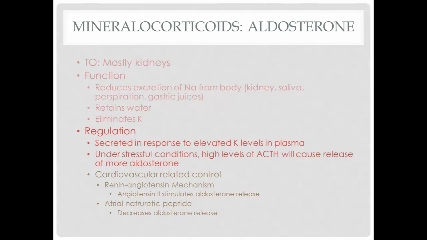Now there's also a cardiovascular related effect or control of the release of aldosterone, and I put this in brown because I don't want you to worry about it now. This is kind of a sneak preview of what's to come. When we get to the cardiovascular system, we'll talk about the renin-angiotensin mechanism and the effects of atrial natriuretic peptide hormone on the release of aldosterone, which in turn affects blood pressure. So again, just a preview. Don't worry about it now. We'll come back to that later, and you'll be responsible for knowing those mechanisms when we do the cardiovascular system.